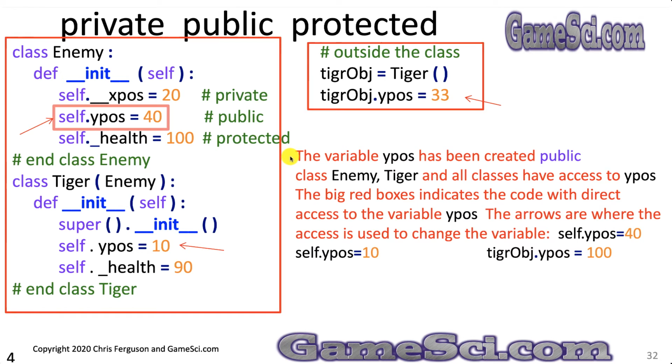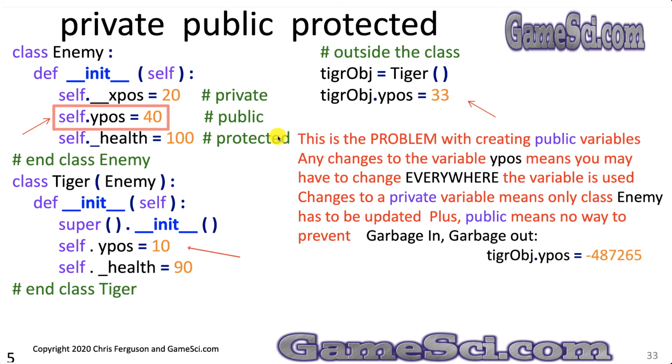The variable ypos has been created public. Class Enemy, class Tiger, and all classes have access to ypos. The big red boxes indicate the code with direct access to the variable ypos. In other words, all the code has access to ypos. The arrows are where the access is used to change the variable. You can see I change it in class Enemy, I change it in class Tiger, and of course I change it outside the class because it's public or non-hidden. Anybody, anywhere that has a Tiger object can go ahead and change the value of ypos.